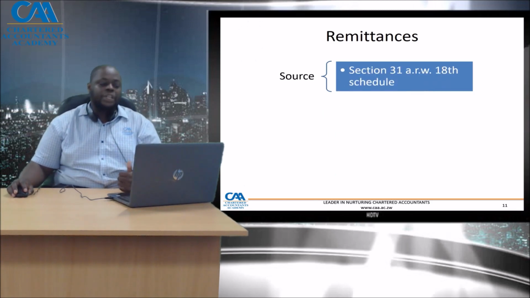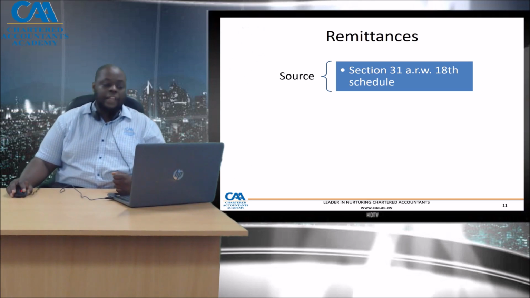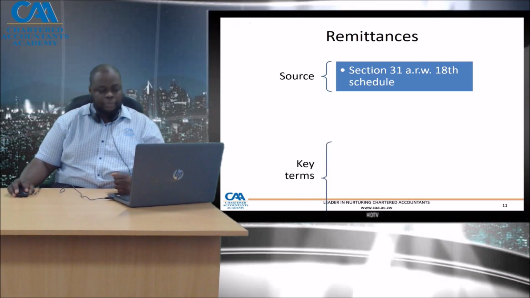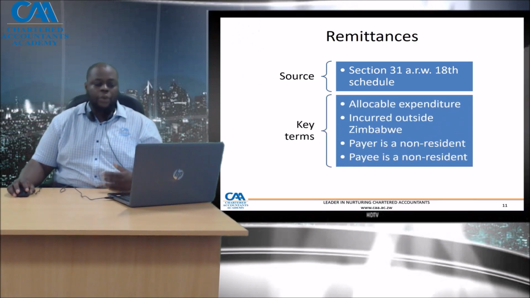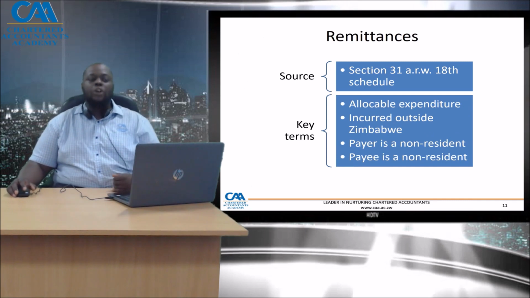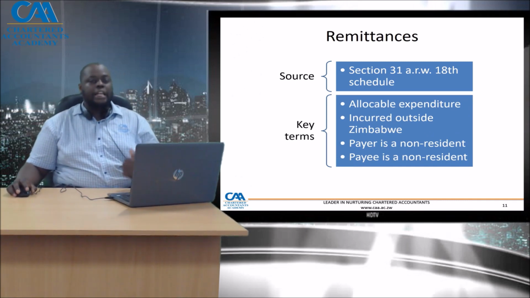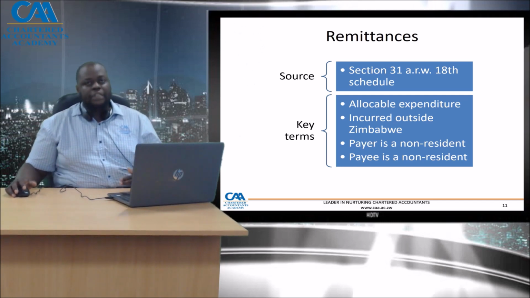Again, we need to understand what a remittance is. You can find that under the 18th schedule, where it now defines what an actual remittance is. But it will also be generally for what we call allocable expenditure. And allocable expenditure is similar to fees in that it's of a technical, administrative, and consultative nature.